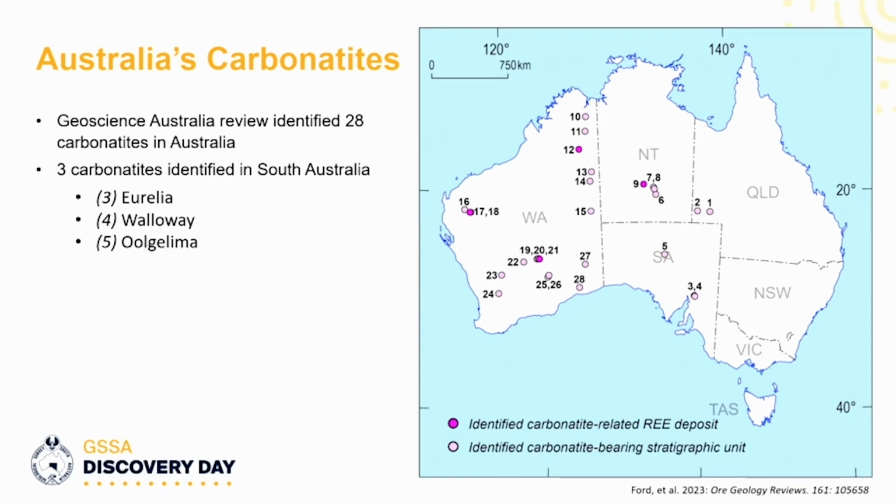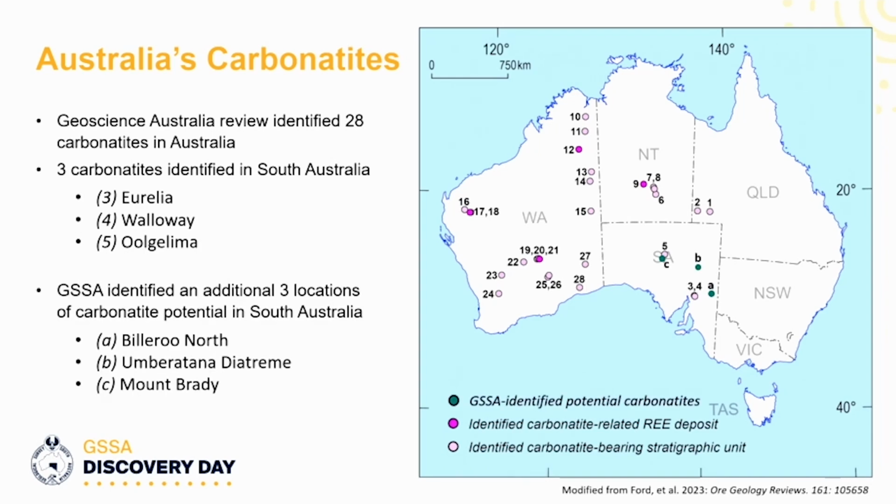Last year, Geoscience Australia conducted a review that identified 28 carbonatites in Australia. Three of these carbonatites were identified in South Australia, at Euralia, Walloway and Ulgalima. We conducted an additional review on top of this and highlighted an additional three locations of carbonatite potential at Billeroo North, the Umbaratna diatreme and Mount Brady. So in this presentation, I will go through some additional data that we've collected from Walloway and Mount Brady and deliver some interpretations and some prospectivity associated with that work.